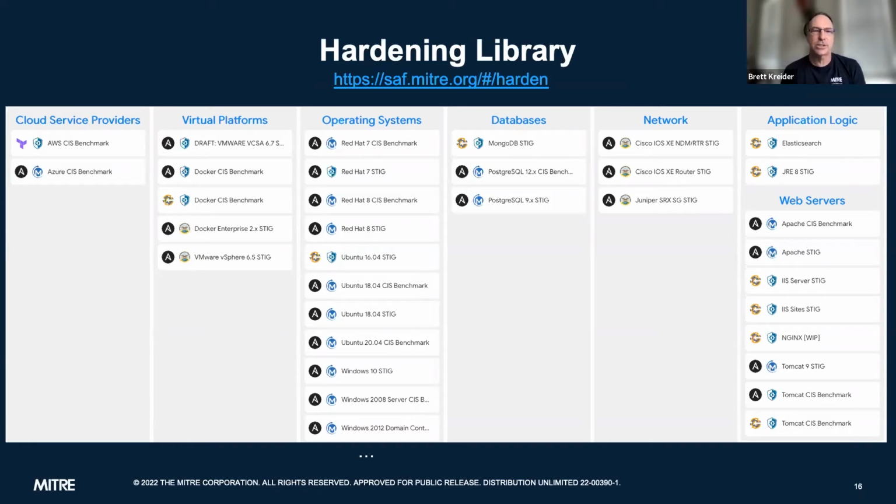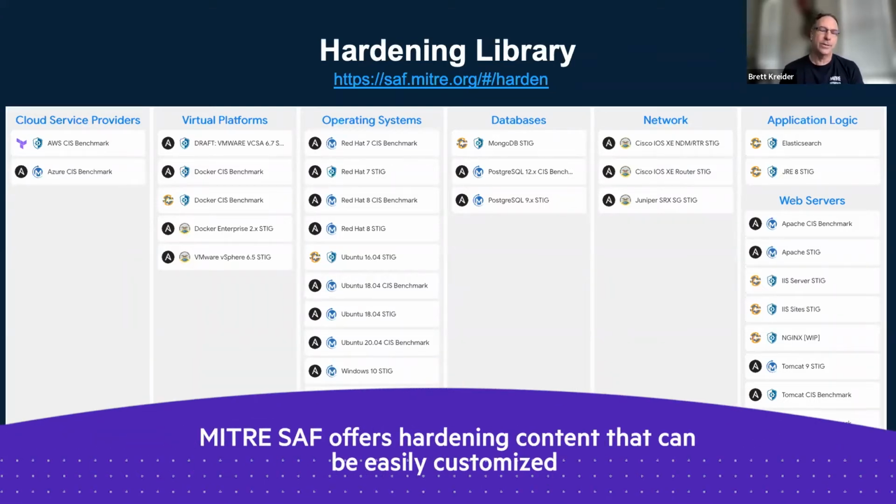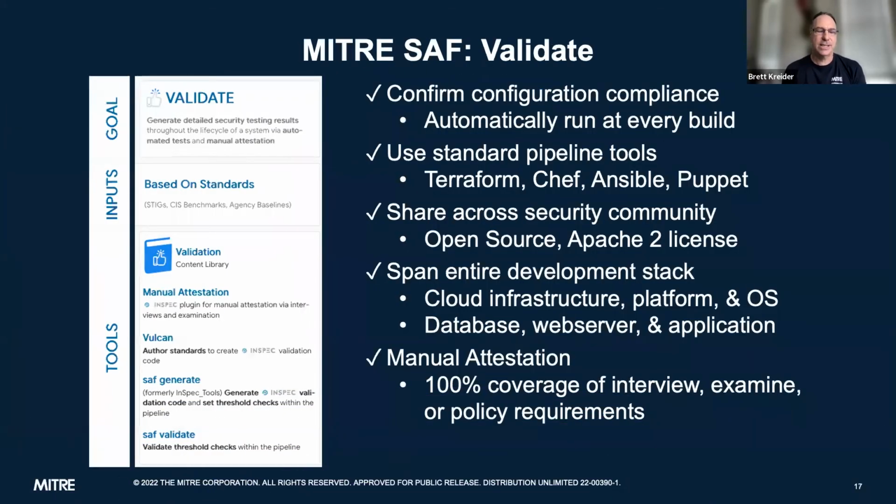So these hardening scripts that Emily mentioned are based on the STIGs or CIS benchmarks, and they can be specifically tailored to your organization, whether it's for warning banners, password policies, etc. Similarly, the SAF contains a library of validation content based on the same standards. The inspect language that Emily talked about implements the compliance checks that can be tailored to your organization, which helps you eliminate false positives. SAF supports the validation of all controls, including both automatable and manual attestation of controls, which helps you to cover interview, examine, and policy use cases.